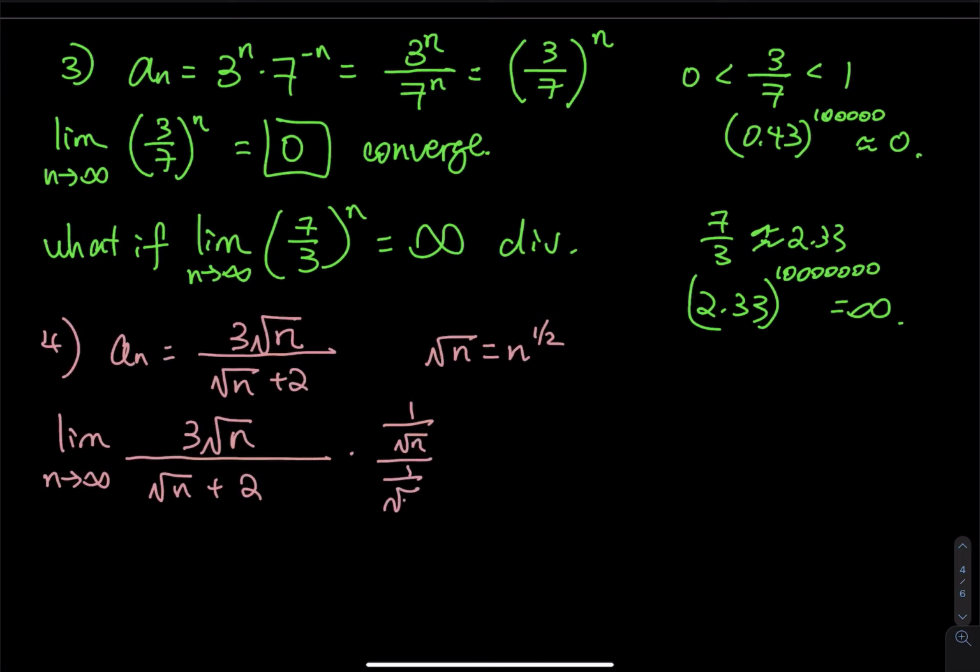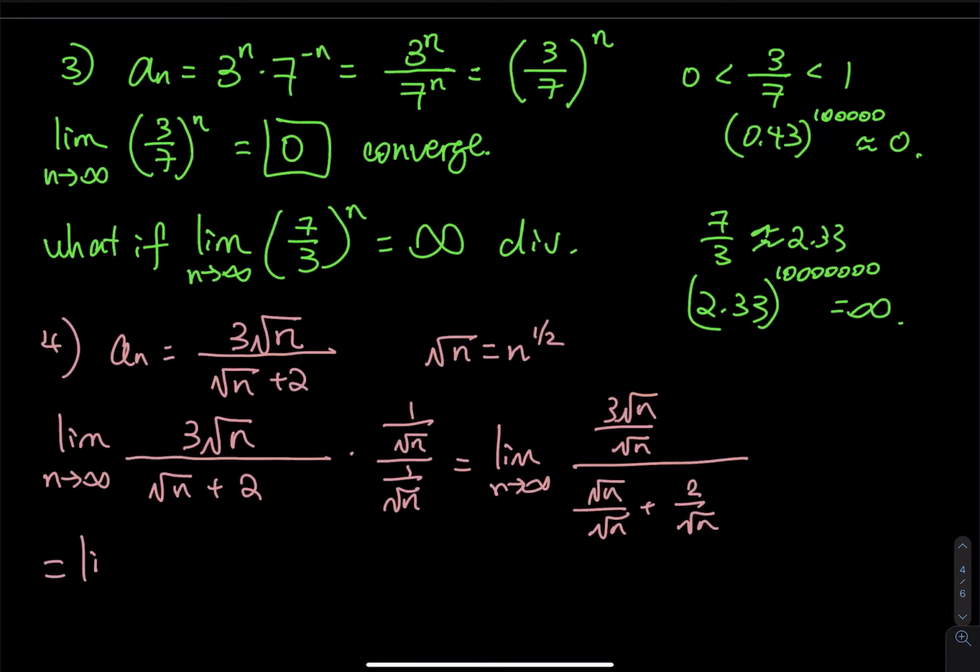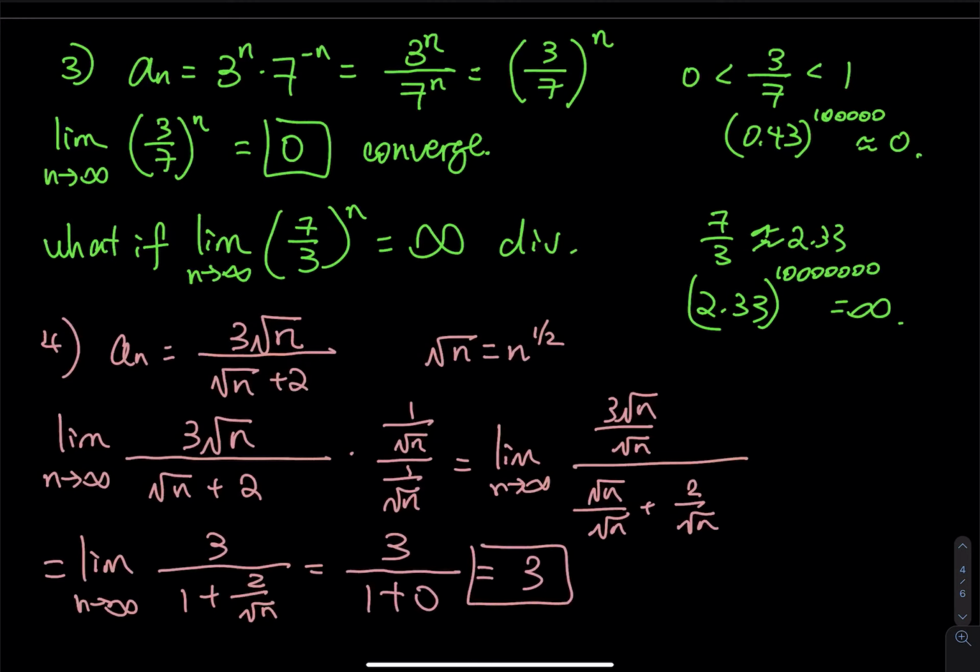So that equals the limit as n approaches infinity. We have 3 root n divided by root n. That will be the top. The bottom will be root n divided by root n plus 2 divided by root n. So what do you have? We have the limit as n approaches infinity. The top we have a 3, the bottom we have 1 plus 2 divided by root n. I don't care about the fraction at all, because as n approaches infinity, the fraction becomes 0. So that is 3 divided by 1 plus 0. That is equal to 3. 3 is a real number, so that means the sequence is convergent.